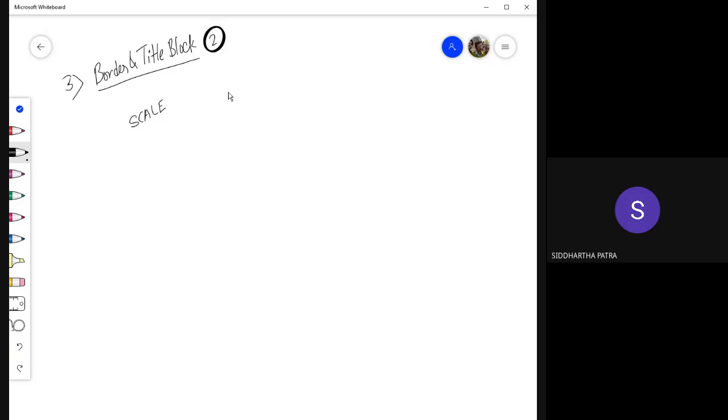I mean the lowest mark anyone has got in border and title block out of 2 is 1.5. That is the lowest. So there is not a lot to be discussed here. So you're mostly doing fine over here. And number four is completeness.